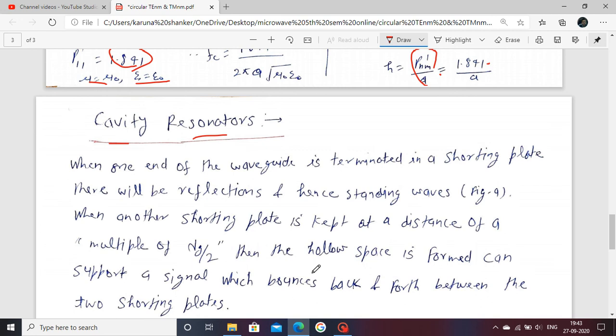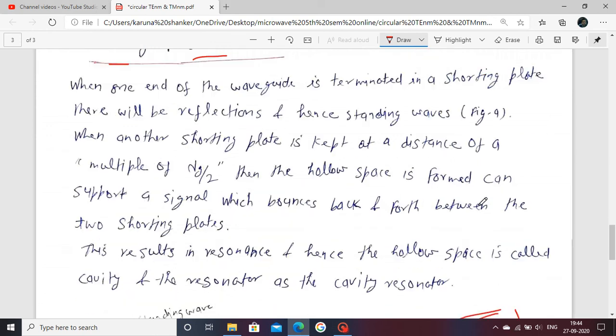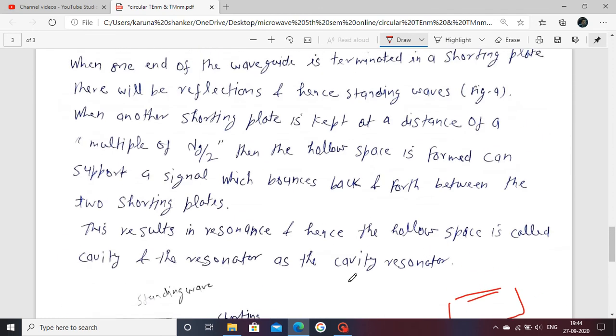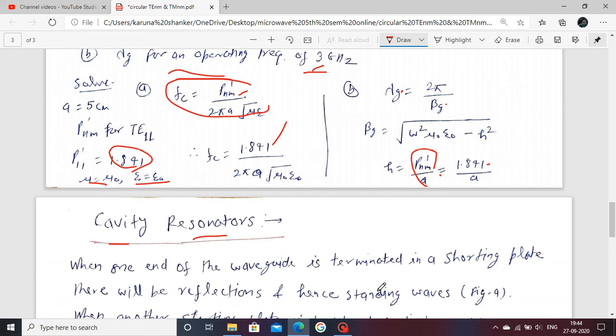One example of a cavity resonator is your frequency meter. We have already seen your microwave setup. This is a circular cavity, which resonates at particular frequencies, so energy is absorbed by the cavity. That is why the reading gives your microwave frequency, indicated by the frequency meter. This is your cavity resonator. The resonance and hence hollow space is called a cavity, and the resonator a cavity resonator. This is just an introduction to cavity resonators.